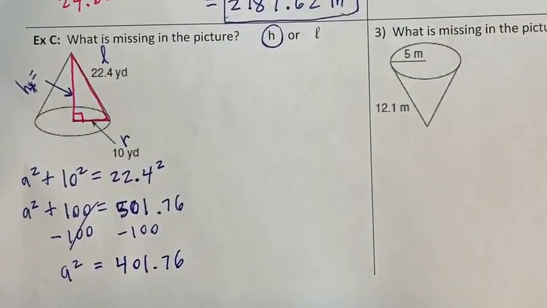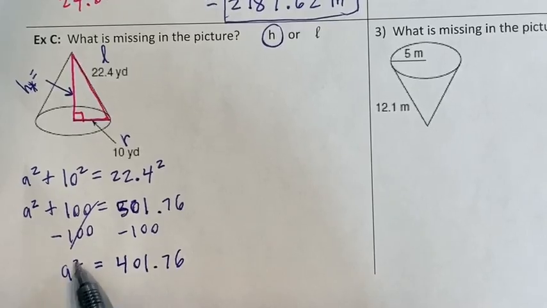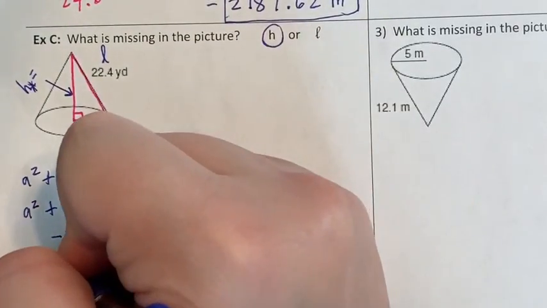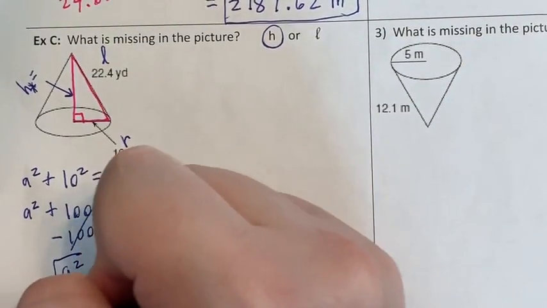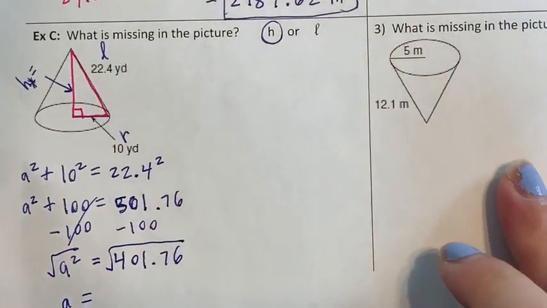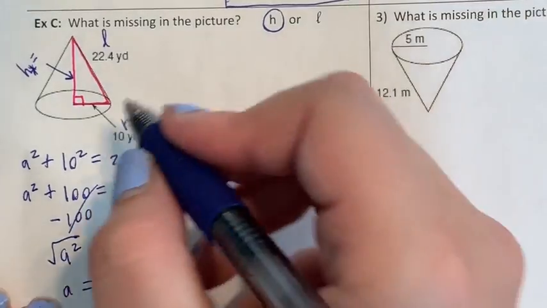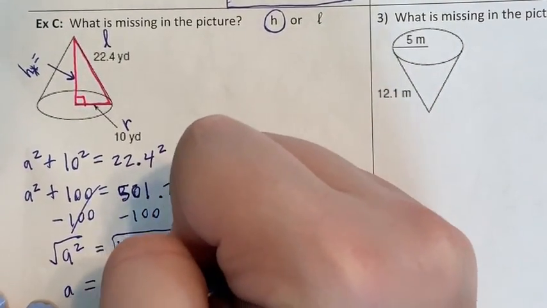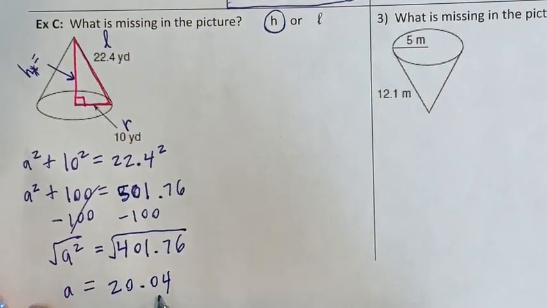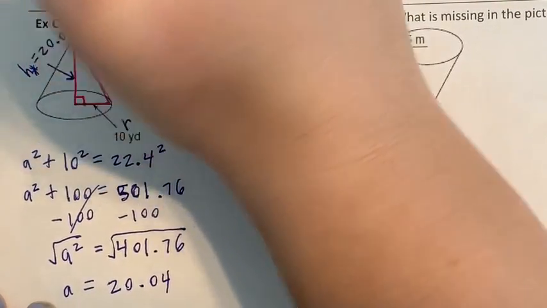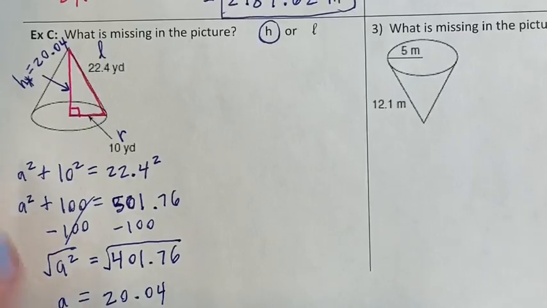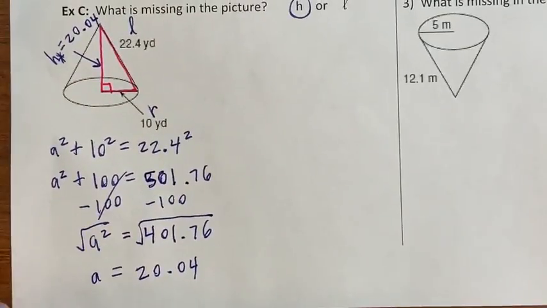And then my last step, I don't want A squared, so I have to use the square root button in my calculator. And when I take the square root of 401.76, I get 20.04. So now I know my height up here is 20.04. So I have everything labeled on my figure.